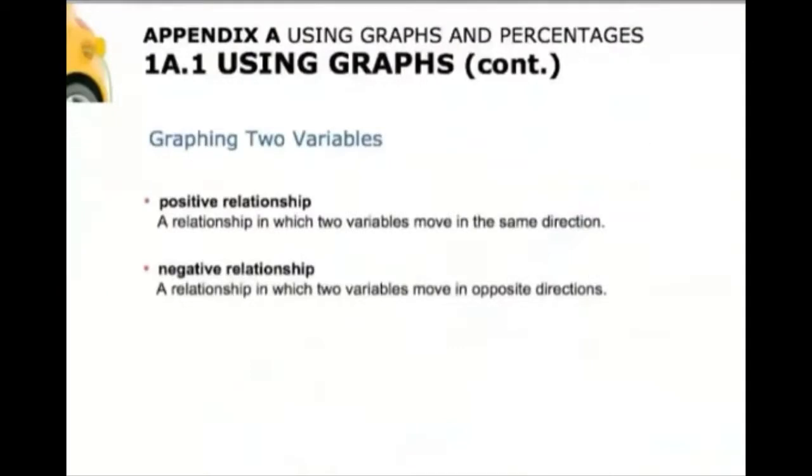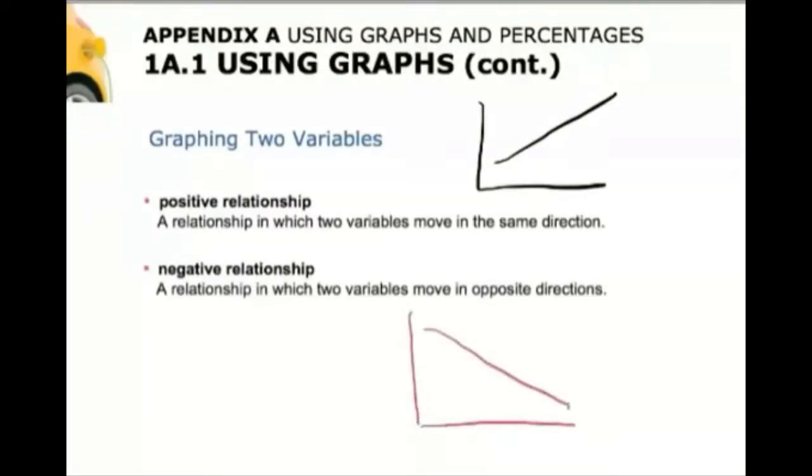And if we're graphing two variables, we can either have a positive relationship or a negative relationship. The positive relationship means that the two variables move in the same direction, like we saw in our last graph, and we would have an upward sloping curve. A negative relationship is one in which the two variables move in opposite directions, and so we would have a downward sloping curve, because when one variable goes up, the other variable goes down.